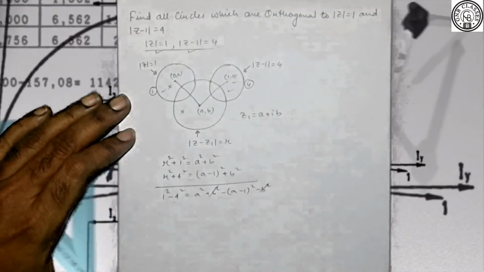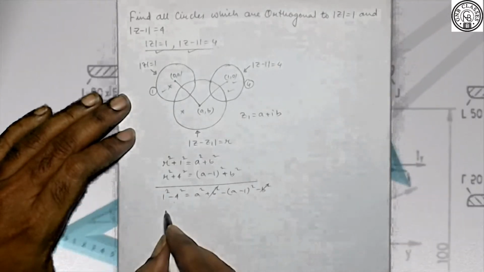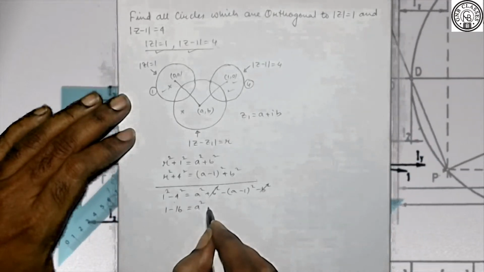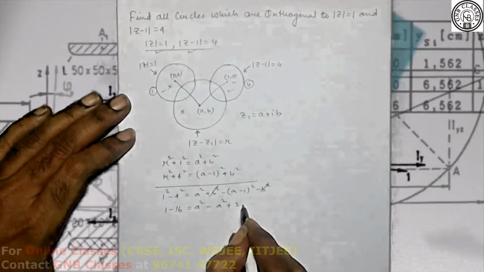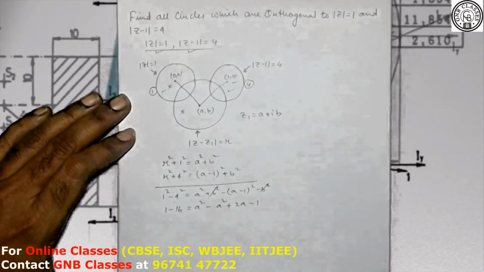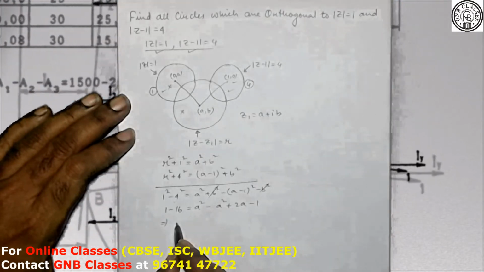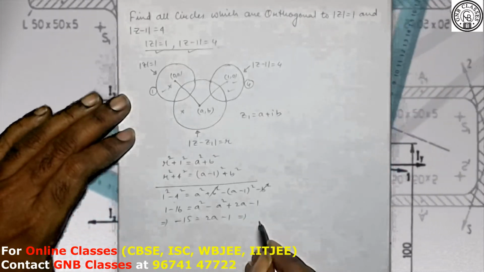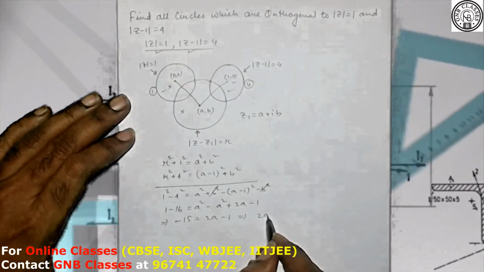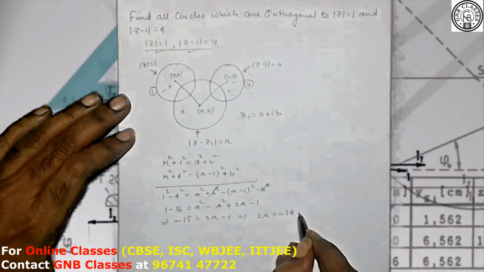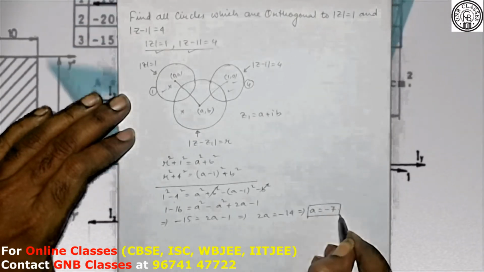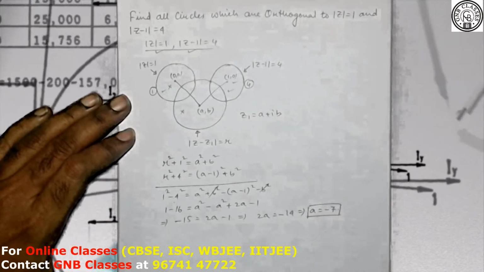B square goes off. So here we are getting 1 minus 16 equals a square minus a square plus 2a minus 1. So that gives us what? Minus 15 equals twice a minus 1. That implies 2a equals minus 14, which implies a is nothing but minus 7. Is it clear? A is nothing but minus 7.